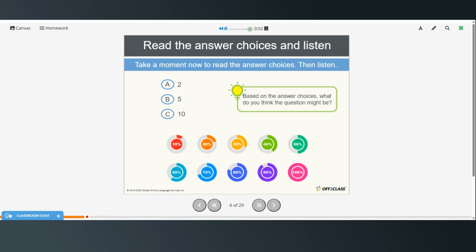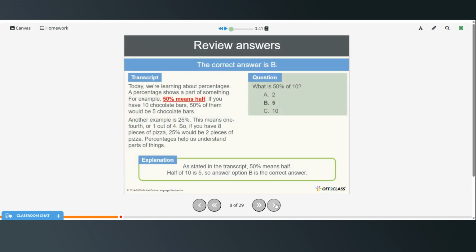What is 50% of 10? All right, so what is 50% of 10? You're going to choose the answer from the choices and then restart the video when you're ready to continue. So the correct answer is answer B. 50% of 10 is 5, and you can find that here. Stated 50% means half. Half of 10 is 5, so option B is the correct answer.